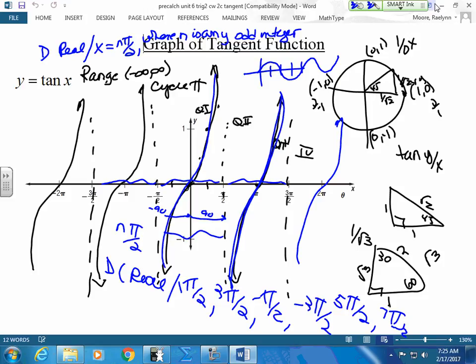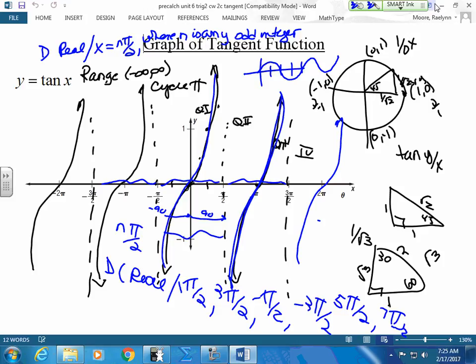Yes? I guess that the asymptotes are every pi, but is pi over 2 always going to be an asymptote? Well, they're not every pi. It is at the odd 90s. The cycle itself is pi, or 180 degrees. It takes 180 degrees in between these asymptotes.